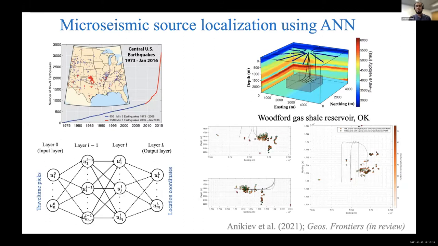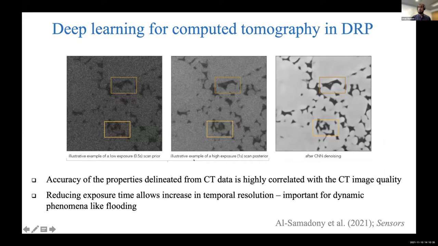Once you're able to detect events, you also want to locate them to understand how fractures are propagating. Here is an application of an artificial neural network trained on synthetic data to locate these events with high accuracy compared to conventional methods. Another place where we've successfully used deep learning is in computed tomography. In computed tomography, or digital rock physics, we are interested in accurate delineation of properties, and the quality of the image controls the accuracy, or the confidence, with which you can predict or analyze these properties.